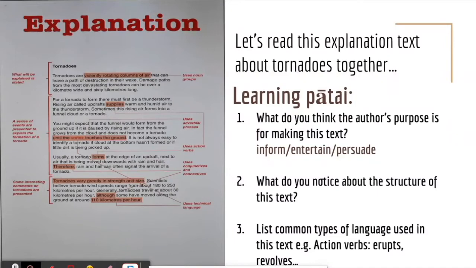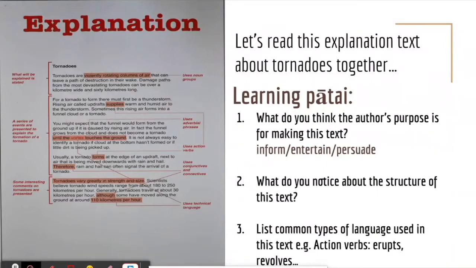It is not easy to identify a tornado if the cloud at the bottom hasn't formed or if little dirt is being picked up. Usually, a tornado forms at the edge of an updraft, next to the air that is being moved downwards with rain and hail. Therefore, rain and hail can often signal the arrival of a tornado.